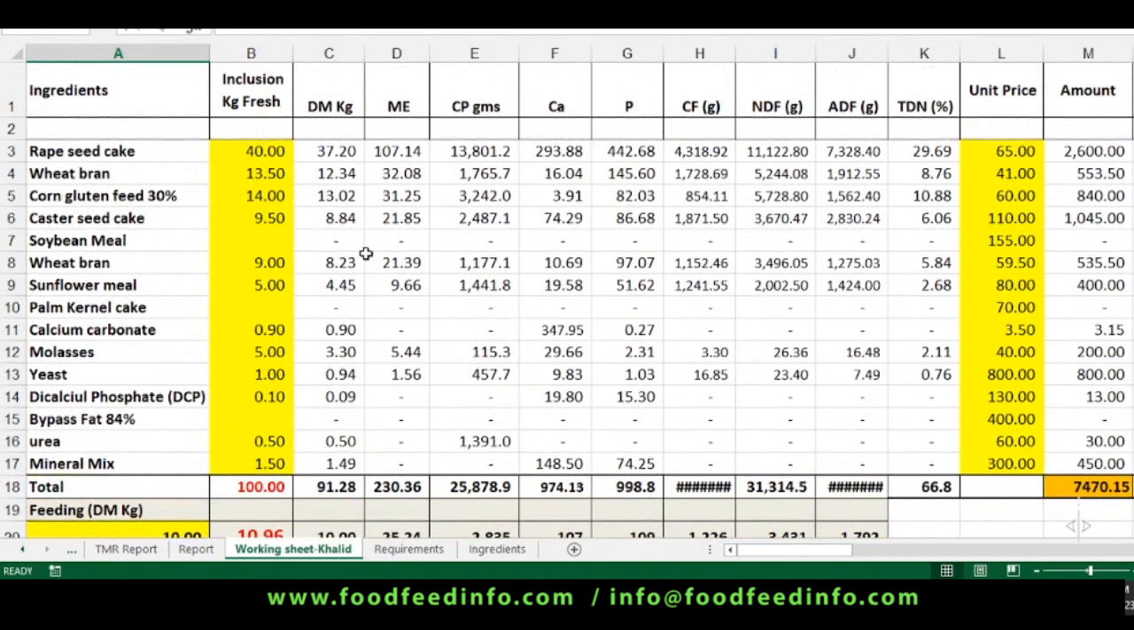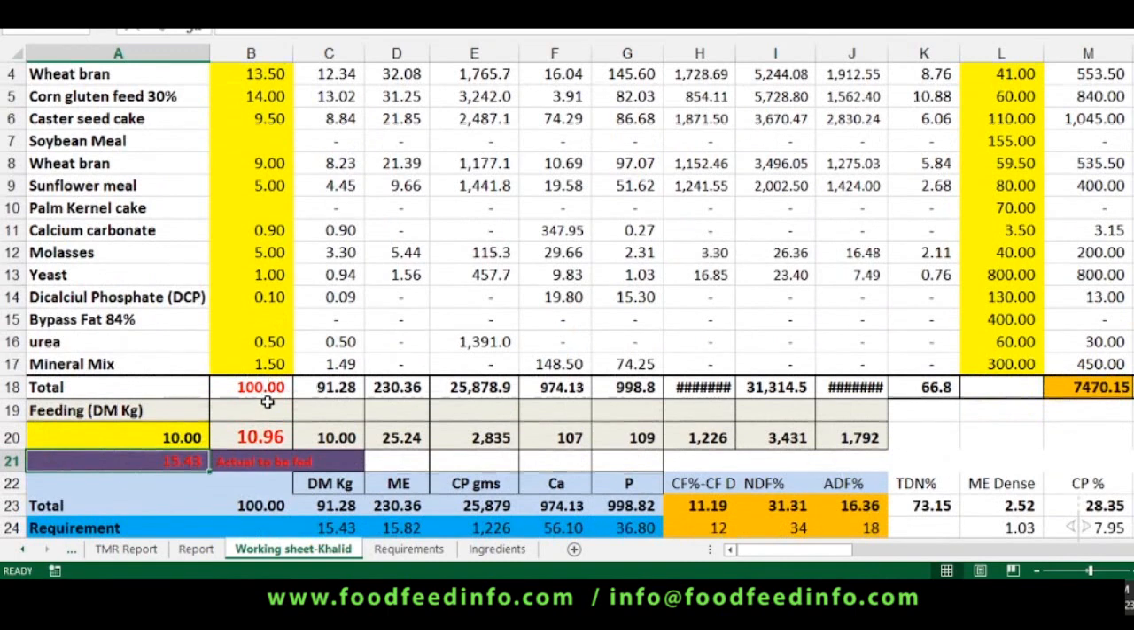So if you are just formulating a concentrate diet and you don't have any fodder, then you can adjust the intake over here. Like if you want to feed the whole amount from this, you have to write the value over here, and it will calculate the actual intake. So this 16.9 kg is the actual intake, because this value is on dry matter basis. If you want to feed 15.43 dry matter, you have to feed 16.90 kg of this.